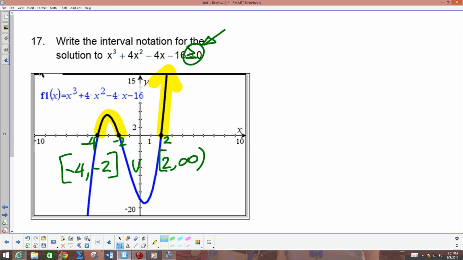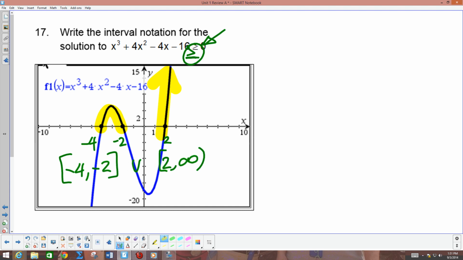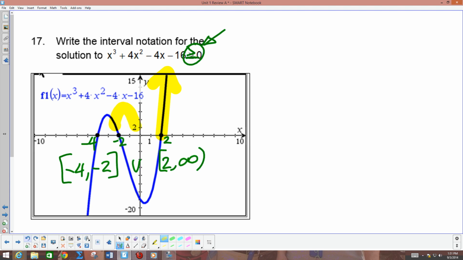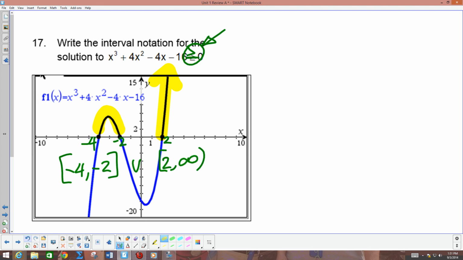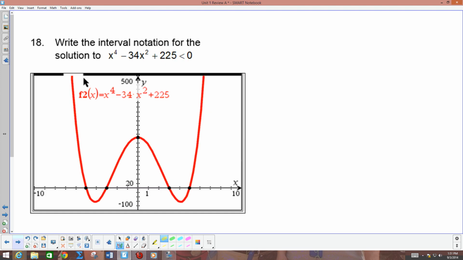Okay? I have two sections highlighted. I have this highlighted. Whoops, I don't want to move that. I have this thing highlighted, and I have this thing highlighted here, that whole thing. So you can see that I have two sections highlighted, therefore I have two parts to my interval. On number 18, here I'm looking for what is less than 0.